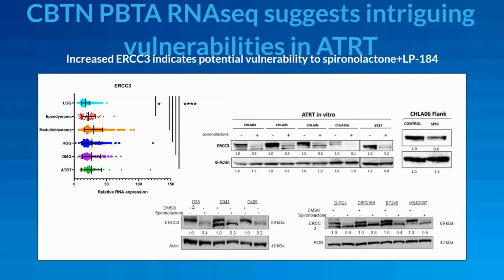So this is really exciting to see the CBTN data set telling us as a beacon that these tumors could potentially be really susceptible to spironolactone. And when you use spironolactone in vitro and in vivo, you can see that it basically trashes ERCC3, whether it's in ATRT, in vitro at the top right, or in vivo in a flank tumor model. You can see that you significantly decrease ERCC3.